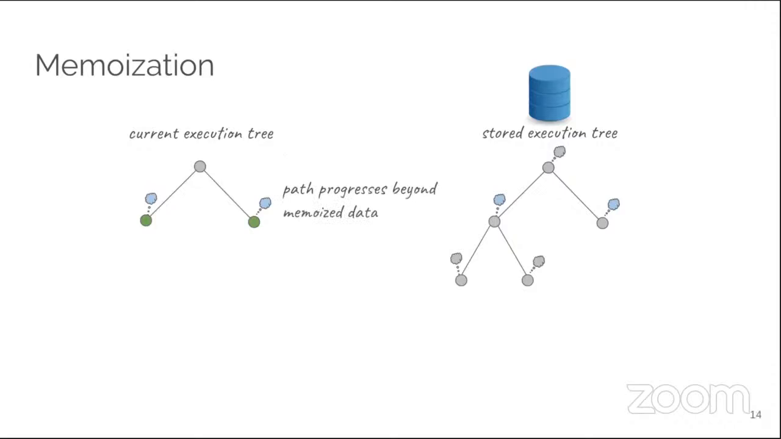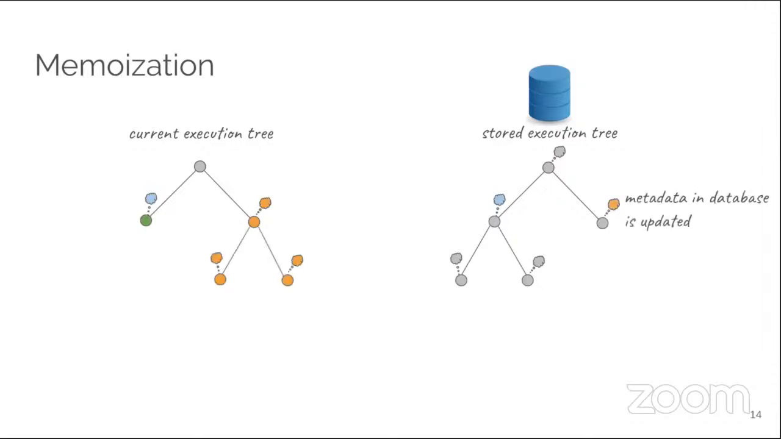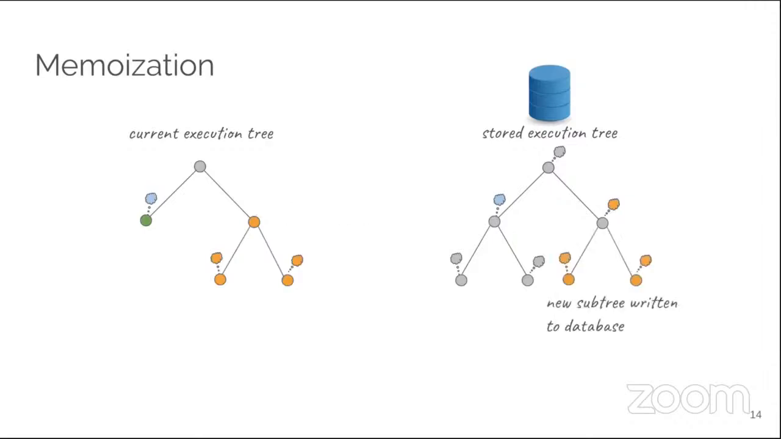Now let's assume the write path in our current execution tree progresses beyond its memoized data. At that point, the path switches to recording mode and stores all new results from the SMT solver in its metadata. On the next branch, the metadata for that node in the database is updated and freed from the current tree as before. When the new child nodes terminate a branch, they are eventually written to the database.